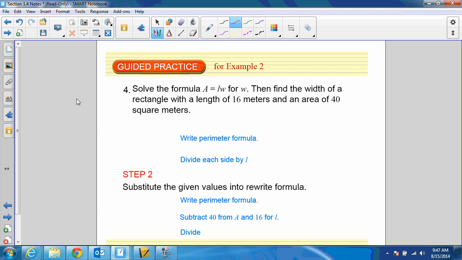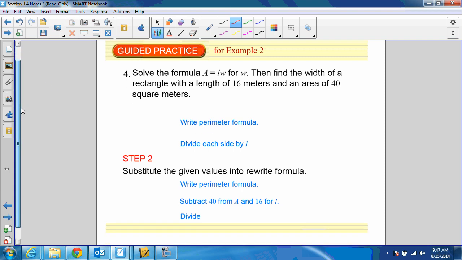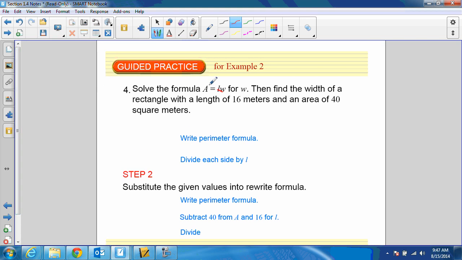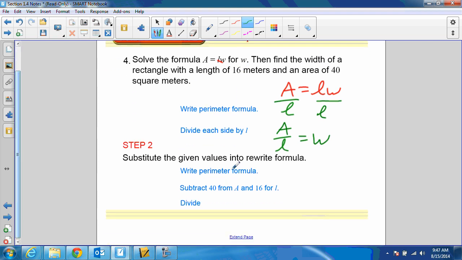This one's different, so I'll solve this one. Solve the formula A equals LW for W. This one's pretty easy. This is length times width equals area. To get width, you just have to divide by length. So the area divided by length equals the width. Then it gives you the length and the area, so all you have to do is plug those in. The area is 40 square meters divided by the length, which is 16 meters, equals the width.